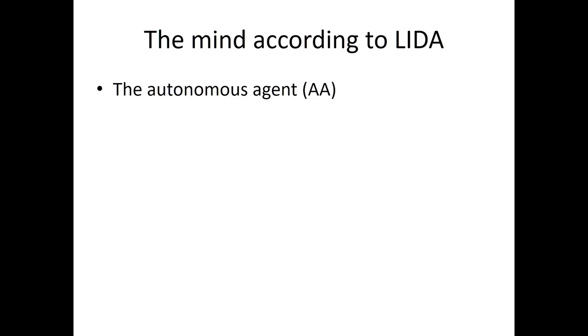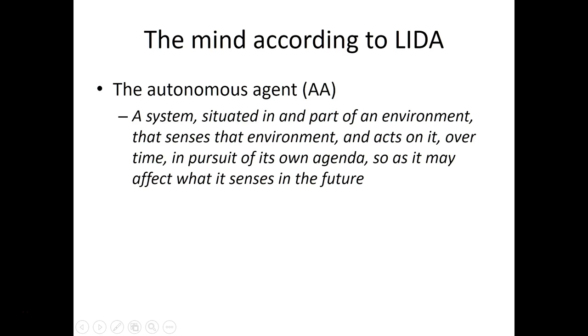We call an entity with a mind an autonomous agent, which we define as follows. A system situated in and part of an environment that senses that environment and acts on it over time in pursuit of its own agenda so as it may affect what it senses in the future. This brief definition is loaded, and we will repeatedly refer back to it in future tours as we try to unpack it. It turns out that many of the details of the LIDA model relate back to it in some way.